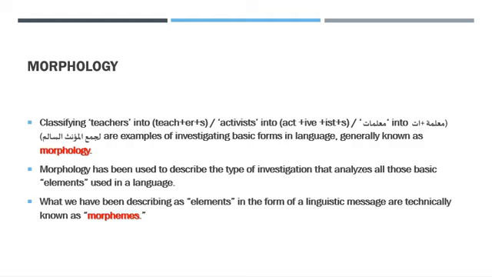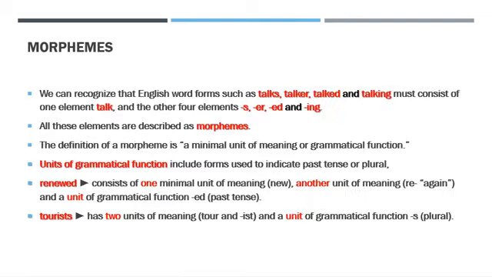So teachers consists of three morphemes: teach plus er plus s, and activist consists of three morphemes: act plus iv plus ist, and the same for معلمات, which consists of three morphemes: معلم and تاء التأنيث and ألف تاء. We can recognize English words, for example talks, talker, talk, talking, all of them having the same root, the same base form, which is talk, and other elements added to it in order to form these words. All of these elements are going to be described as morphemes.